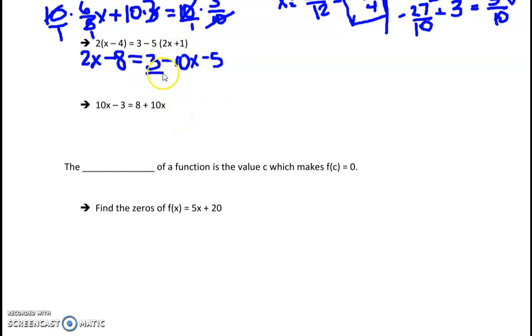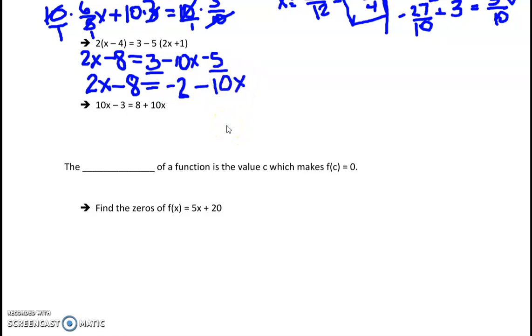Now on this right side, I have two constants. So anytime on the same side of the equal sign you have two terms that have the x, you would combine those, or two terms that are constant, you want to go ahead and combine those before you move on. So over here on the right side, these are on the same side of the equation, so I just combine them. It's a 3 and a -5. Combining those, I get a -2. So this equation is 2x minus 8 equals -2, that's my 3 minus 5, minus 10x.